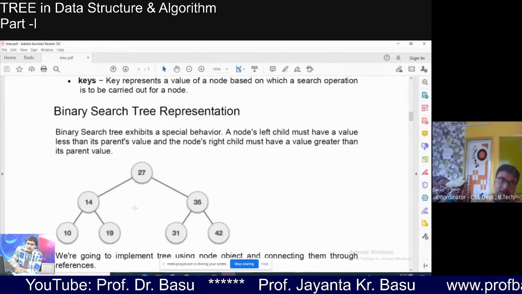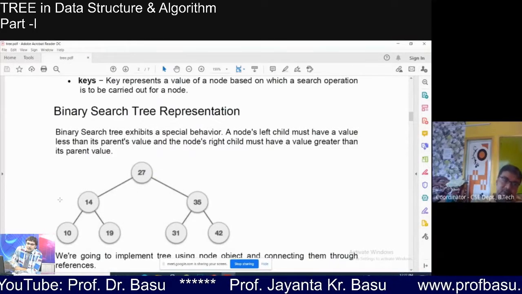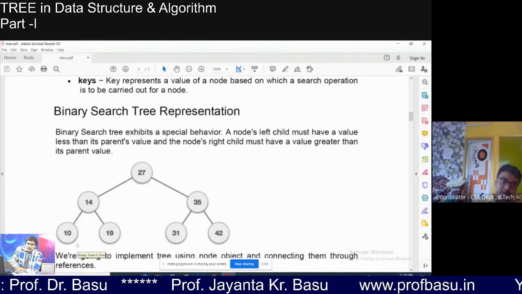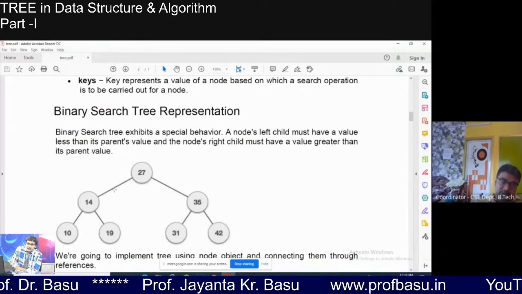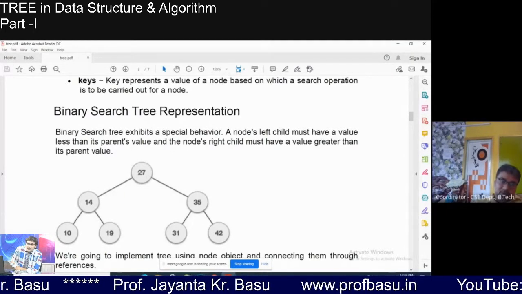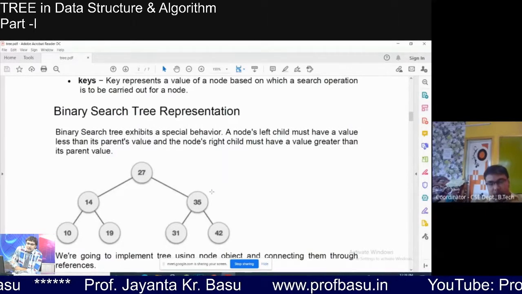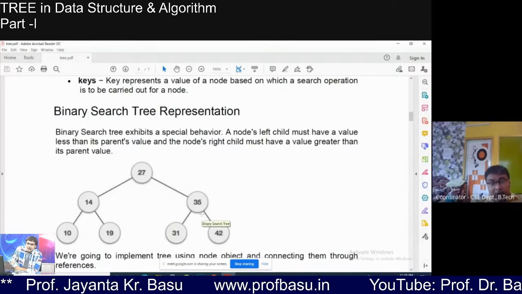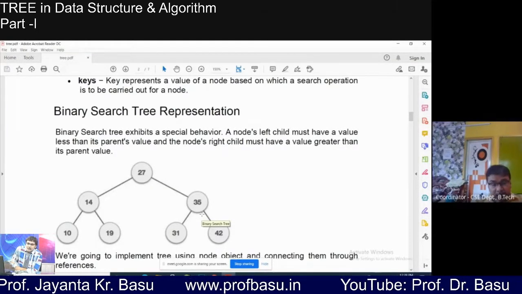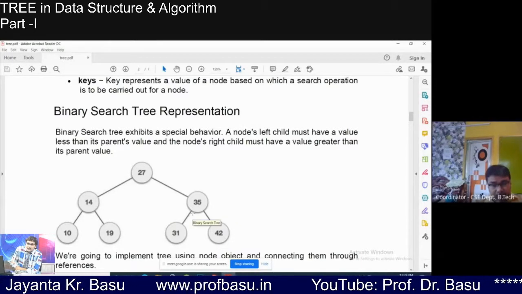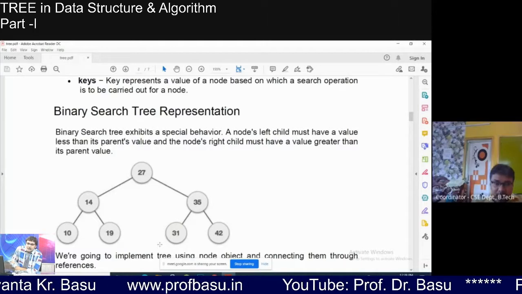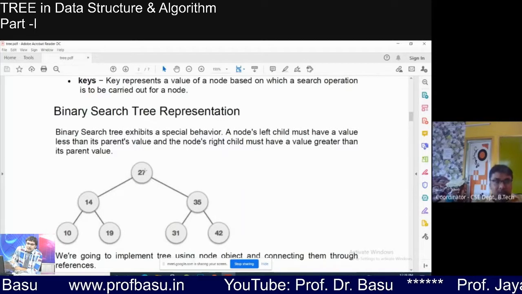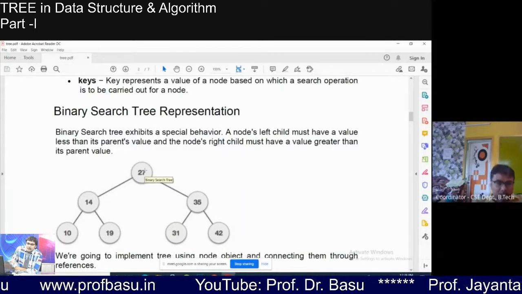This is the main thing. When we will be creating a binary search tree, we have to maintain this rule. Got it? All the nodes in the left subtree will have a value less than their parent node, and all the nodes of the right subtree of a particular parent node will have a value greater than or equal to, it may be equal also, the parent node. The parent node may be the root node or any other node.